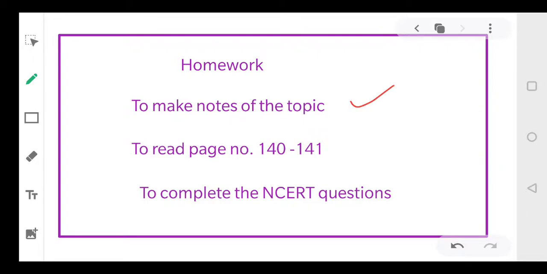Now coming to your homework. First of all, you will make notes of this topic. Then secondly, you will read page numbers 140 and 141. These are the two pages that deal with today's topic. And since with this topic we have finished the chapter, you will also complete all your NCERT questions in your notebook. Right, everyone? Then you will send your work to me. I'll definitely check your work and see that you have completed it.